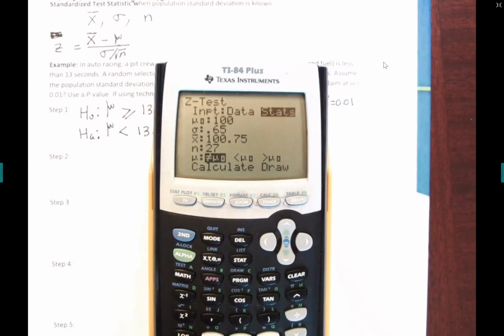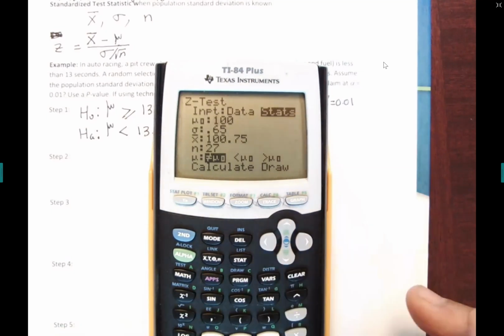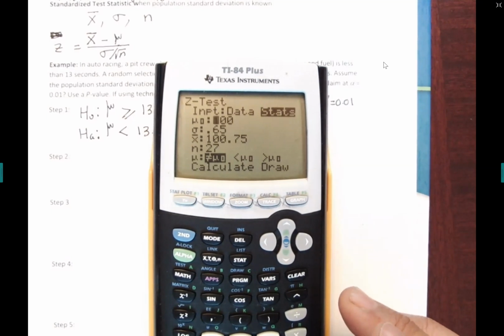Okay, what's your input? Did he give you an entire data set or a summary? He gave me a summary, so it's stats. Okay. Mu0, what goes in there? It's the value that you're doing the hypotheses against. It's the value 13, so you put this value in there. Now the calculator is asking you to input the value of sigma, which is 0.19.